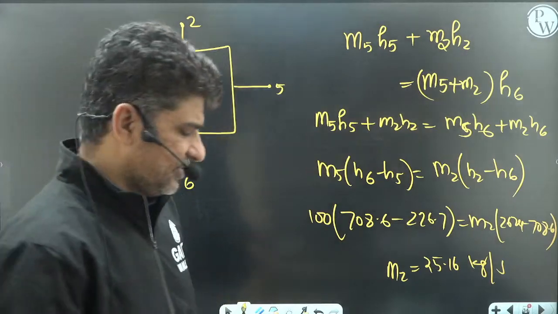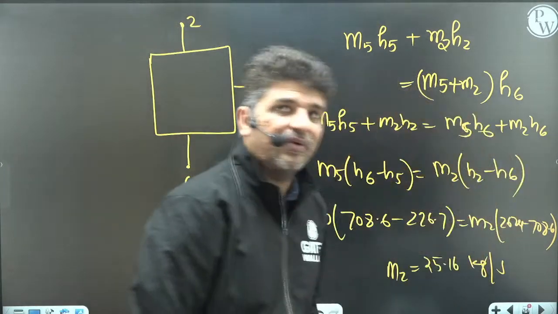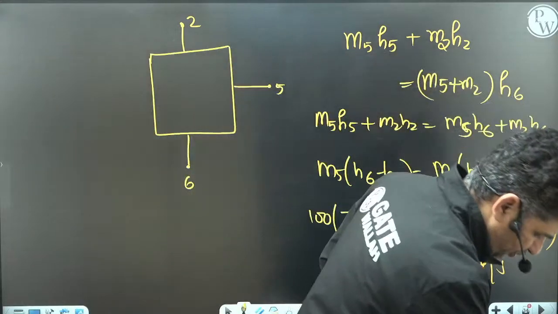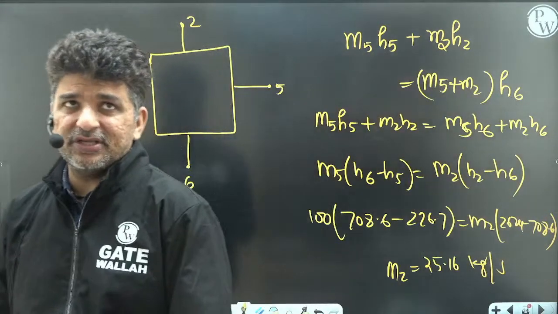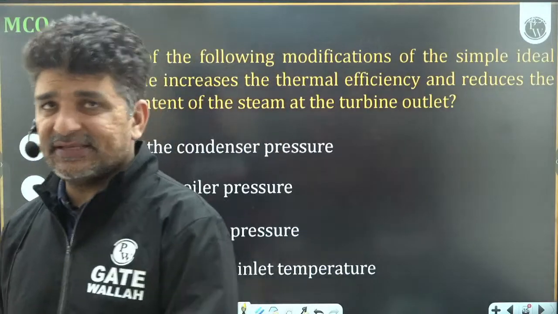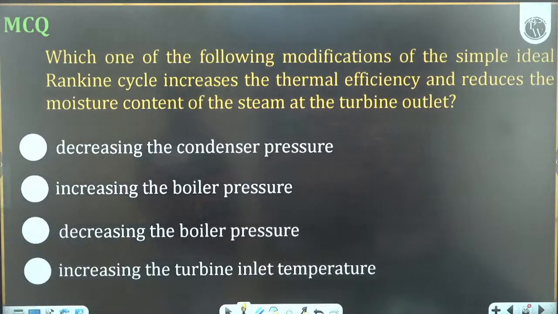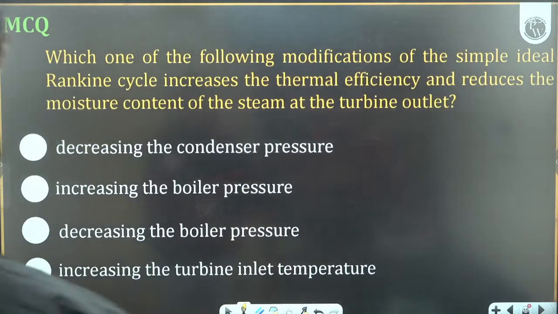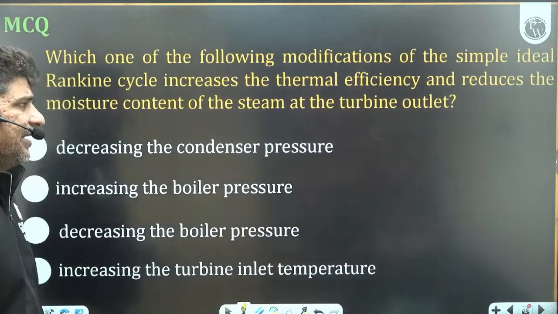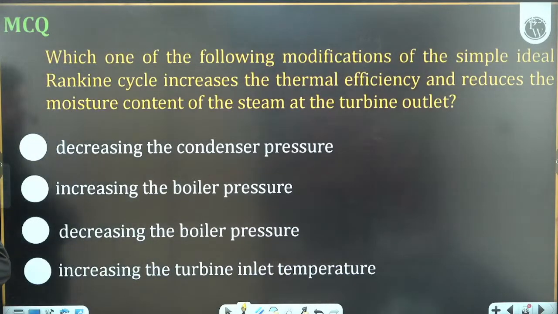Okay, so this is a very easy question on the feed water heater. I hope everybody has understood this. Okay, next. So this is again a very easy question based on the Rankine cycle. Which of the following modification of the simple ideal Rankine cycle increases the thermal efficiency and reduces the moisture content of the steam at the turbine outlet?